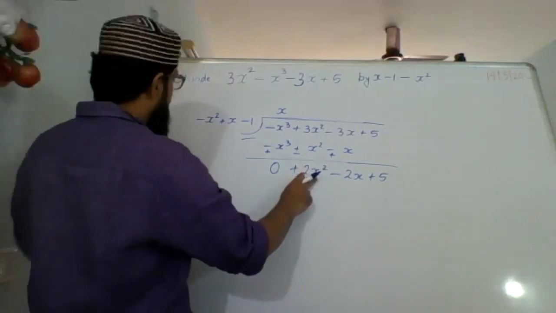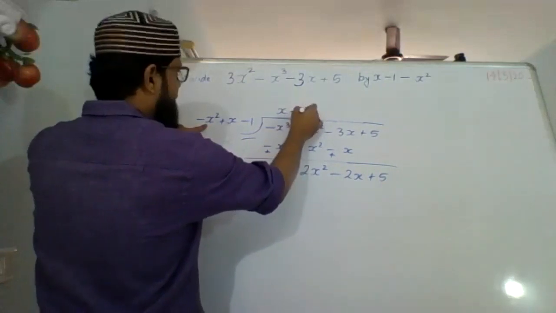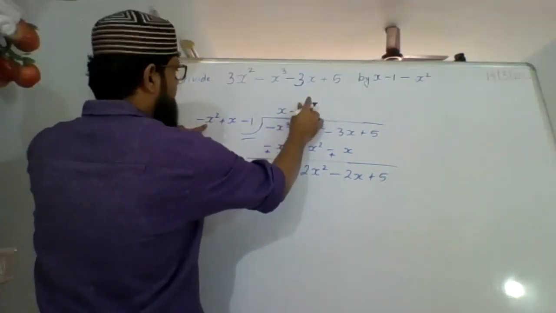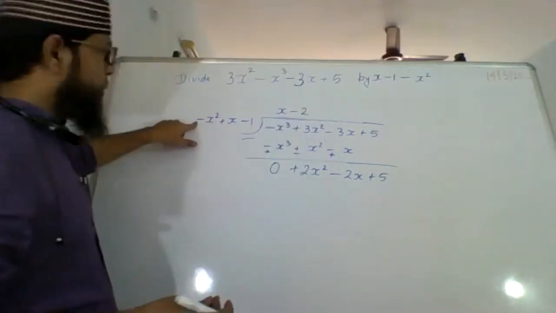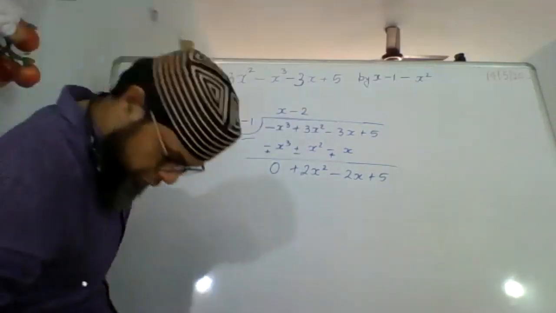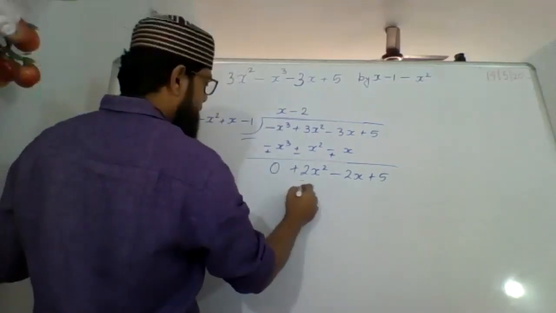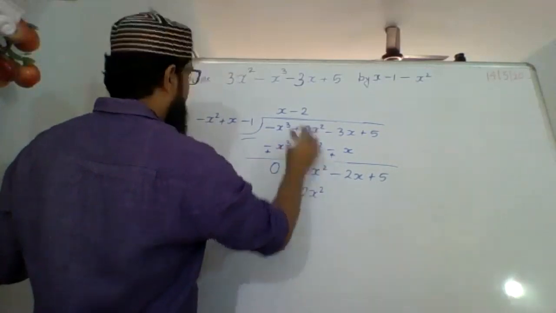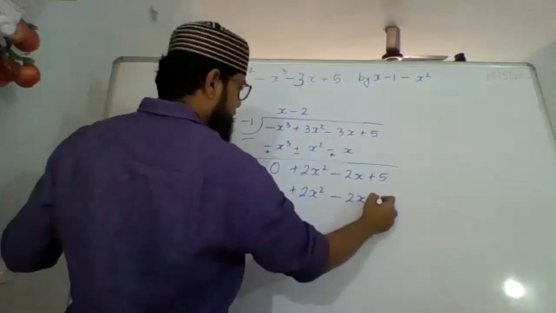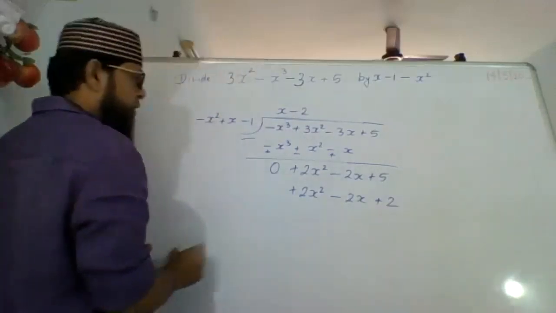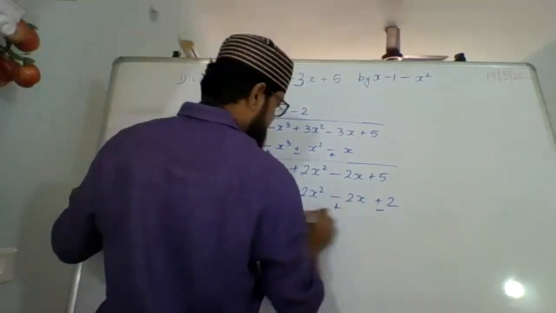Now x square है, यहाँ पर भी x square है, plus 2 चाहिए, so multiply by minus 2 because minus into minus is going to make it plus. So when I multiply the divisor by minus 2, I'll get plus 2x square. Minus into plus is minus 2x. Minus into minus is plus 2. Subtract: plus will become minus, minus will become plus, plus will become minus.